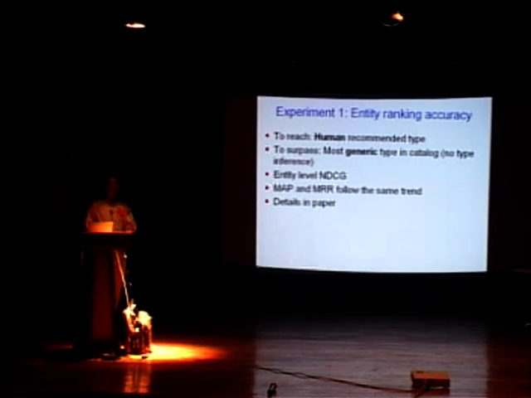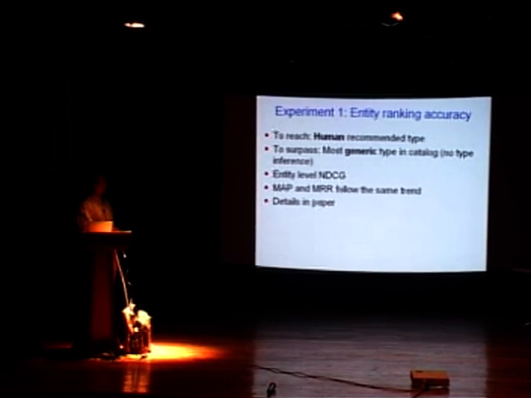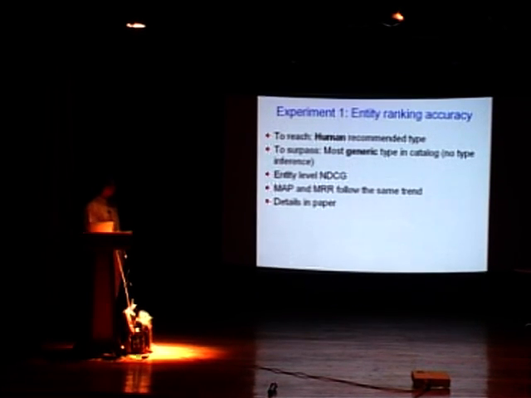The other is where the query engine is uninformed by any type constraint. So the whole user query is taken uninterpreted as a string, which is what previous generations of search engines used to do. And that's the generic. The generic is where no type is inferred, and human is some kind of an informal upper bound where the type is specified by a human. And we plot entity level. So you've already heard about NDCG, normalized discounted cumulative gain, and mean average precision and mean reciprocal rank. They follow the same trend, so we'll only show some of them.